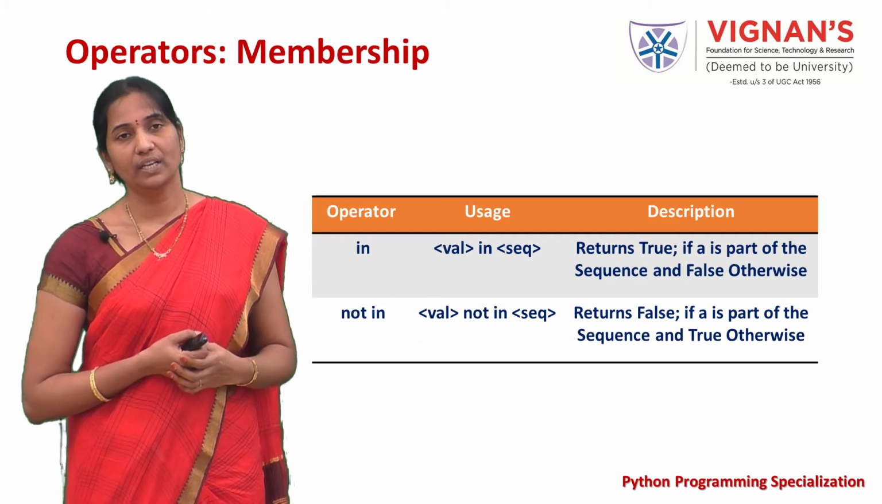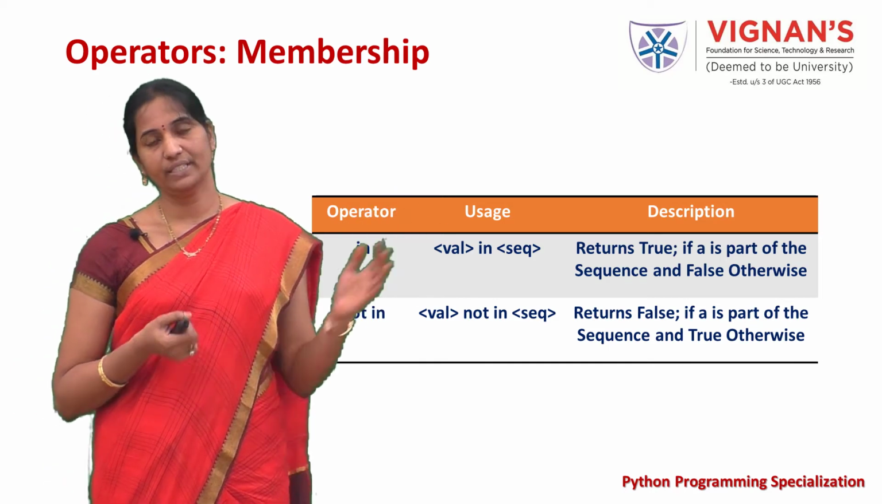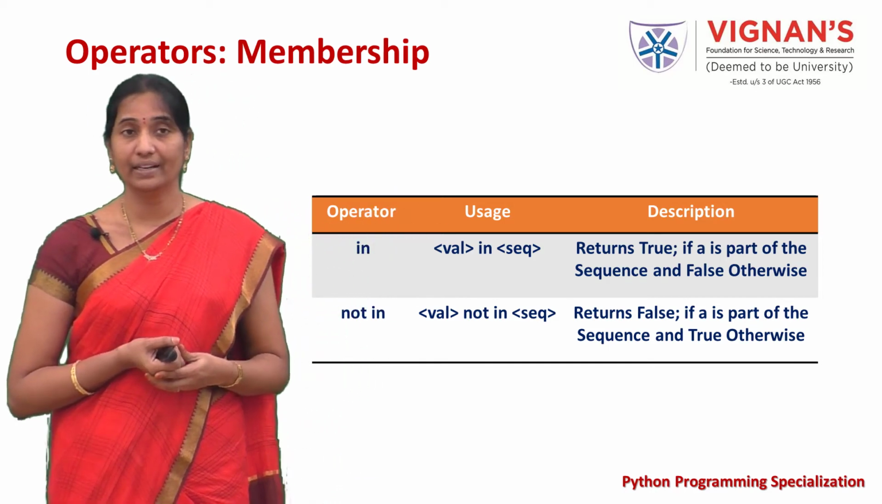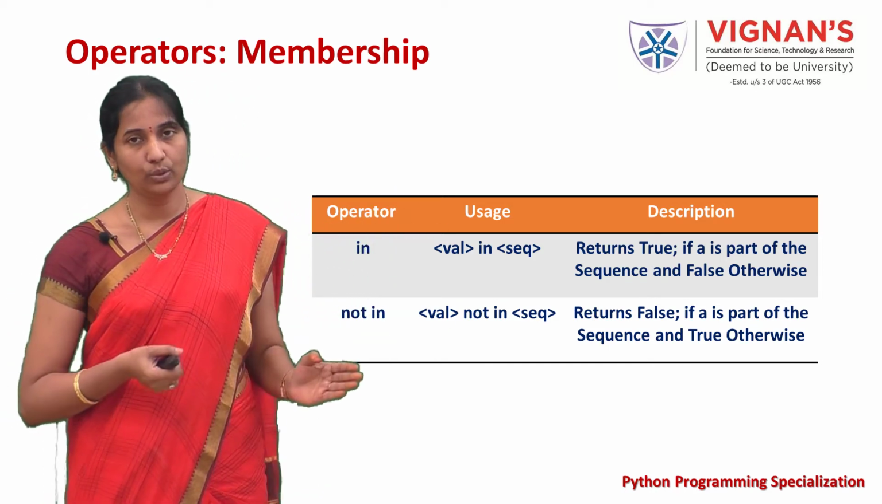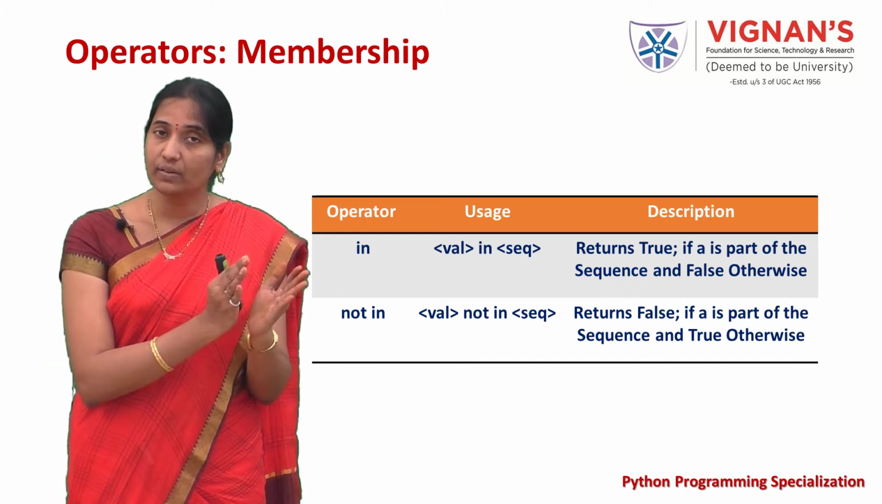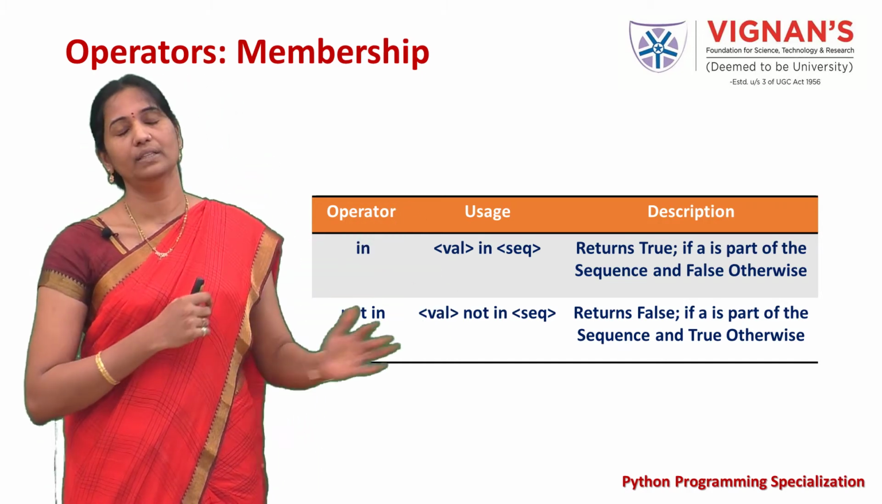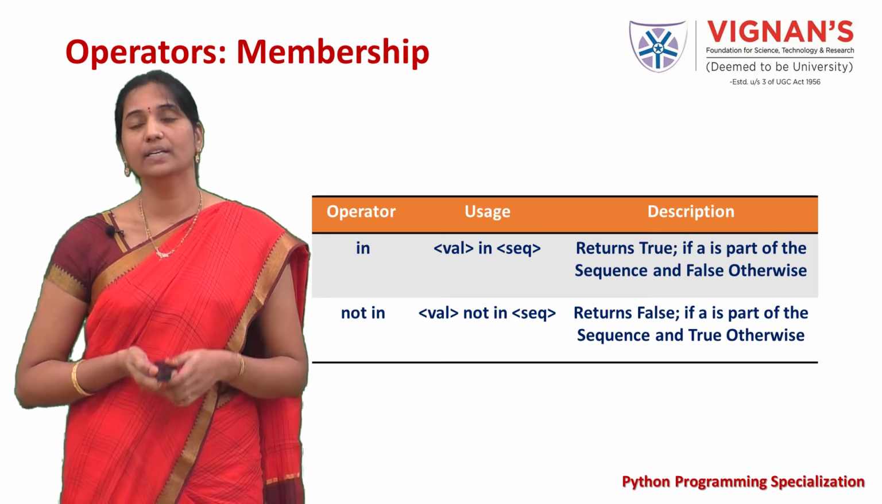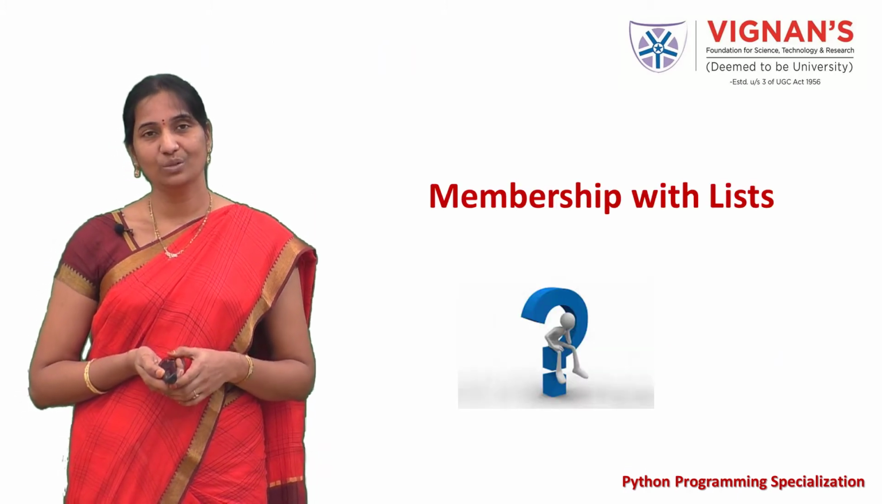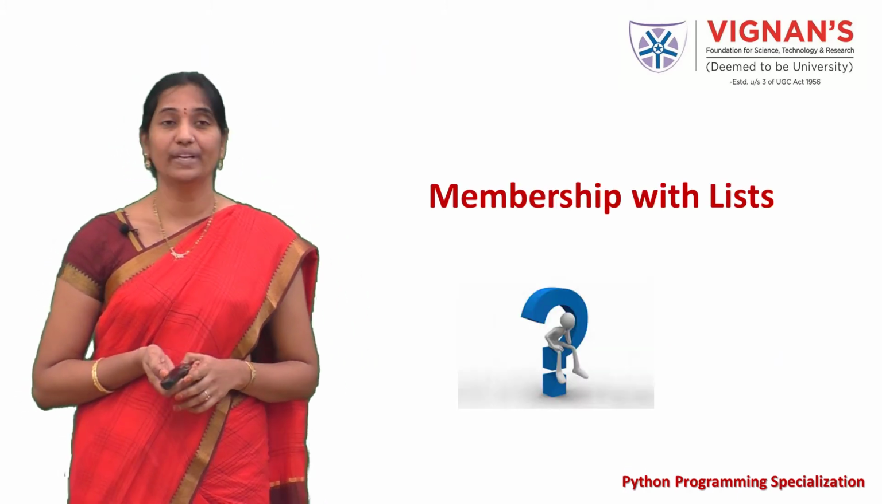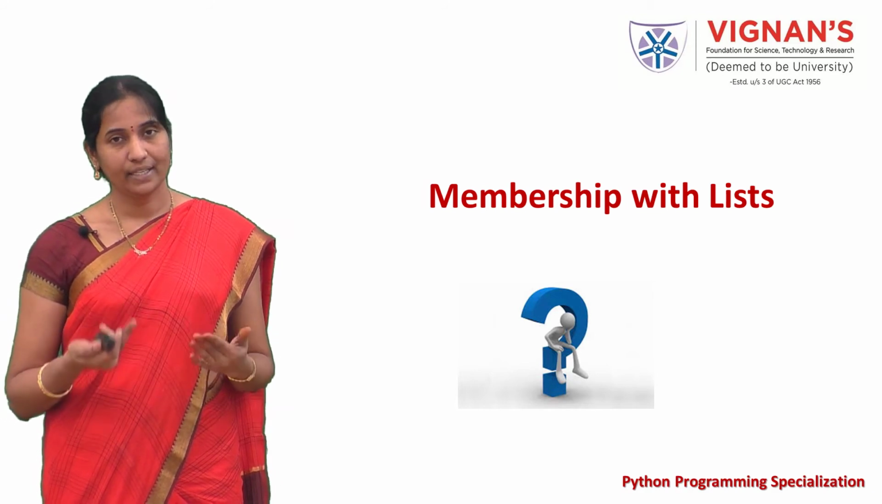So whenever you use an element with the not in operator and check whether it is available in the sequence or not, it returns a false value whenever the element is present in the sequence, and it returns a true value when the element is absent in the sequence. That's how we can use it. Now let's see how we can use it with various sequence data structures.